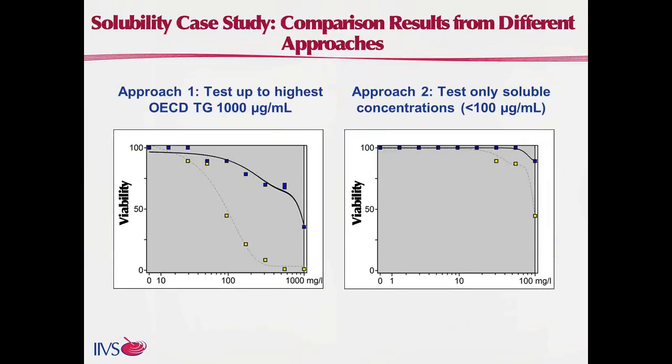And you can see between the two approaches, so approach 1, if we tested to our highest 1,000 micrograms per mil, and approach 2, if we tested only soluble concentrations of 100 micrograms per mil, you can see between the two there's quite a difference in the dose response curve. Most of what's happening is happening greater than 100 micrograms per mil. So if we only test to 100, we're going to miss all of this. Now, what do our final results tell us?